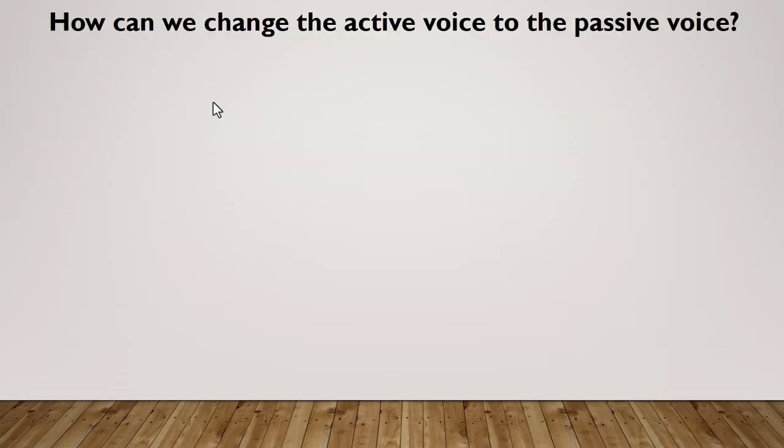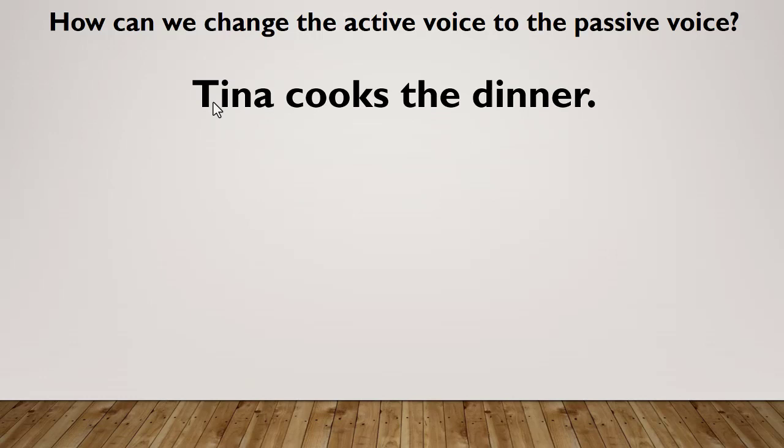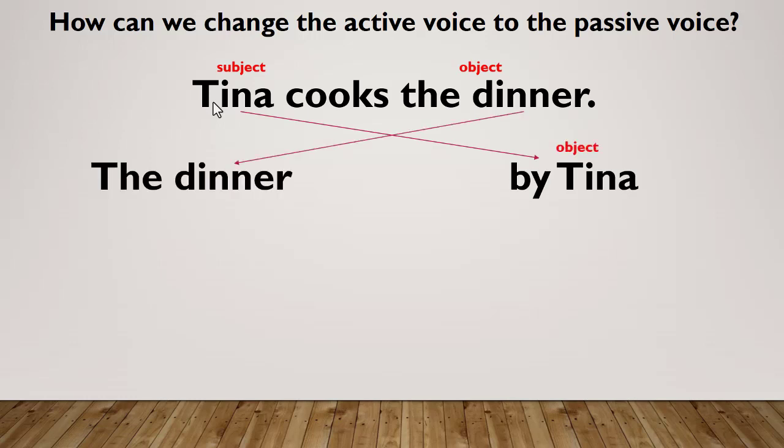So last question, how can we change the active voice to the passive? When we change active voice to the passive, the subject becomes the object. The object becomes the subject. For example, Tina cooks Zarina. Passive: Zarina is cooked by Tina.